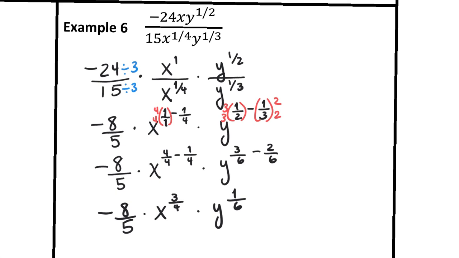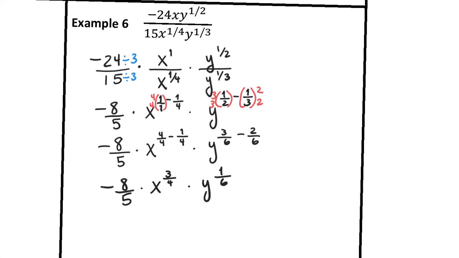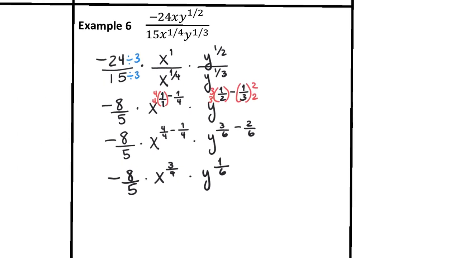And then one final thing you can do is, since the negative 8 is in the numerator and the denominator of the x and the 1 is like a 1 and a 1, so we can actually rewrite it as negative 8x to the 3/4 times y to the 1/6, everything divided by 5.